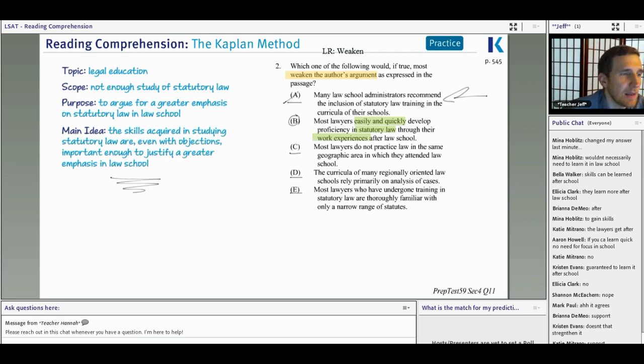So as soon as you see that administrators think that there should be statutory law training in schools, it's out. Moving on to C. Why is C wrong? C is definitely tempting. Why is it wrong?